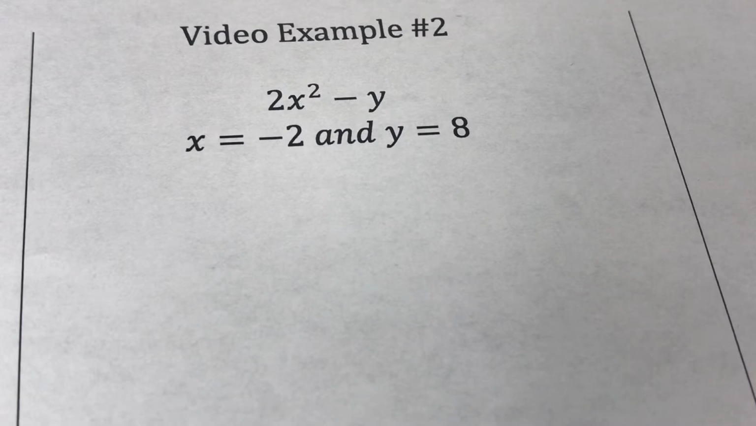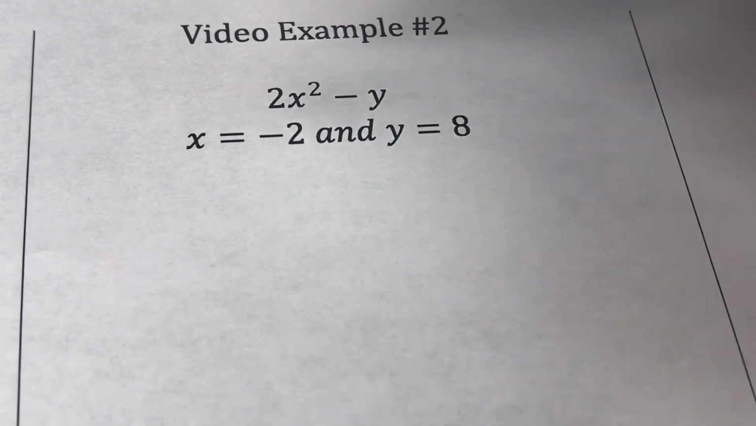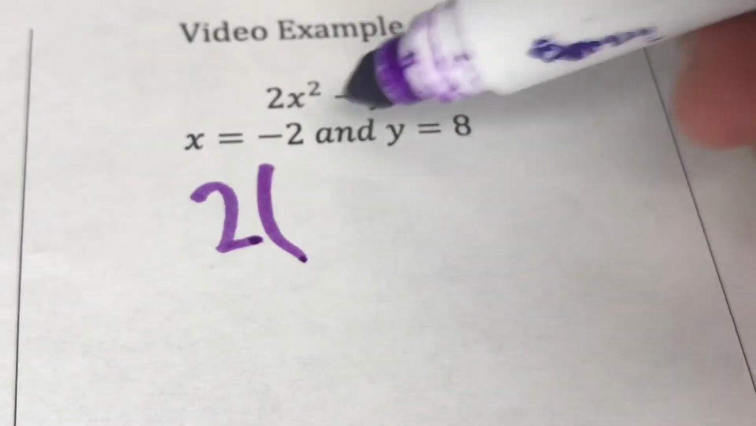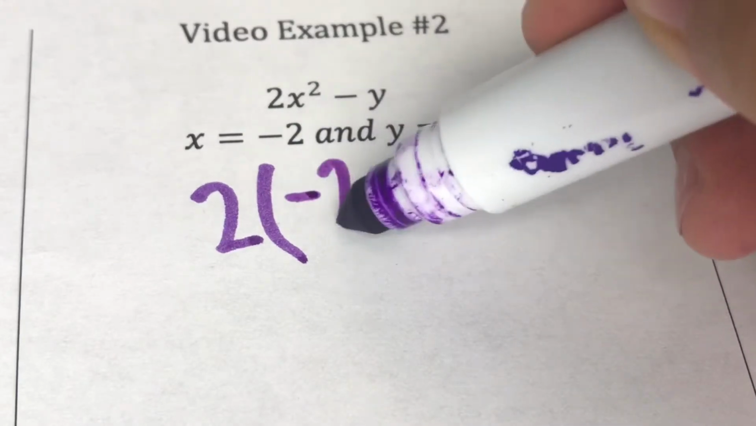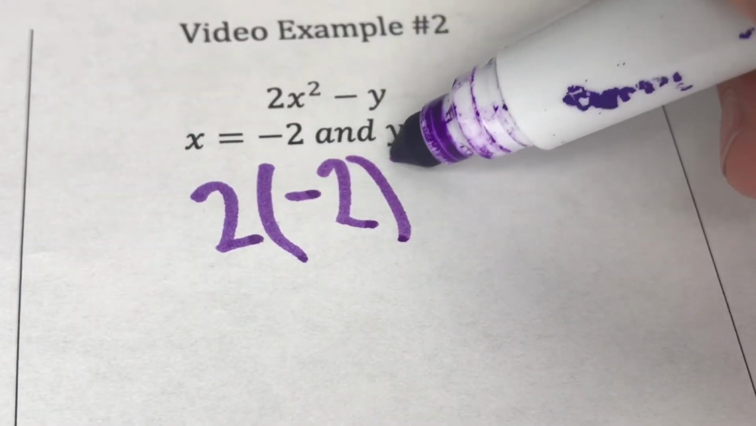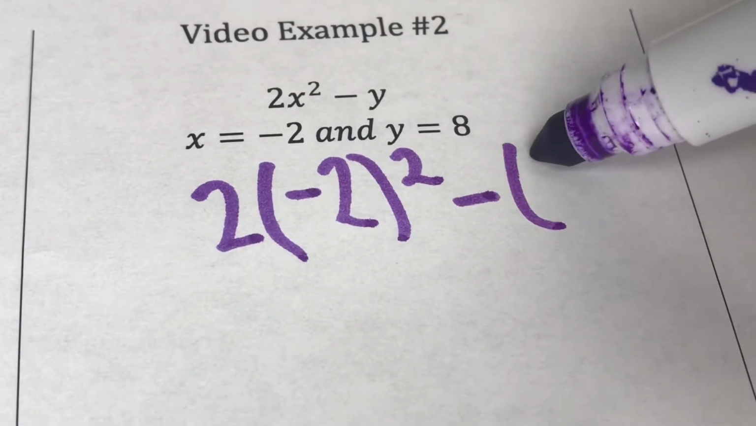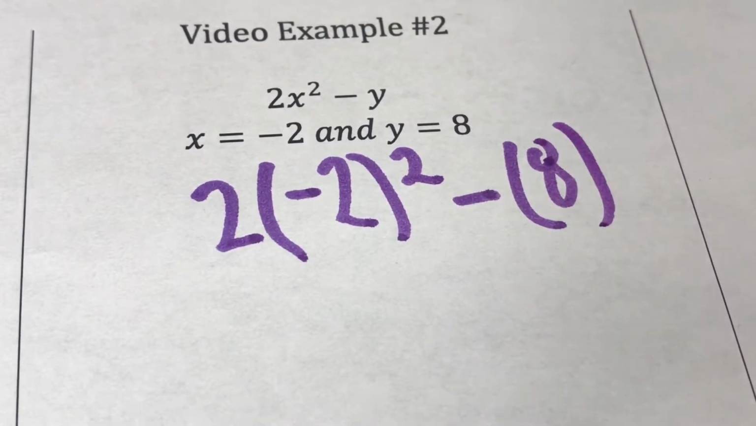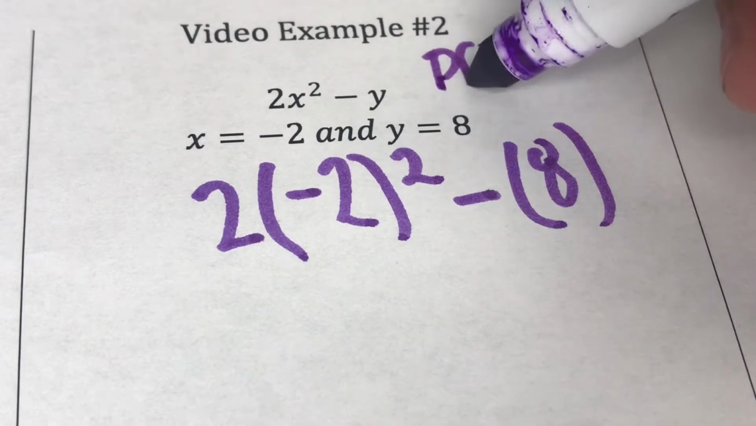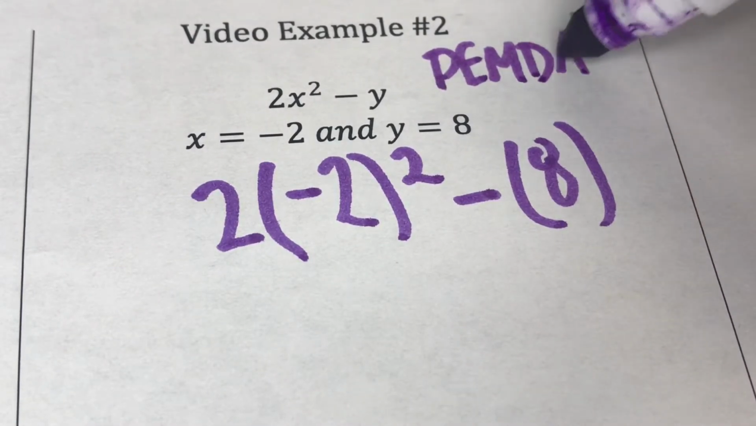For our second example, we're going to do the same thing. We're going to plug in a -2 where we see an x and an 8 where we see a y. So let's do that. 2 times, instead of x, we're writing -2 and we're squaring that. Minus, instead of a y, we're subtracting an 8. So let's rewrite PEMDAS.